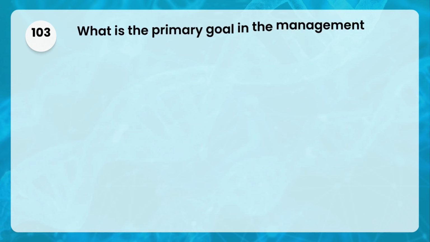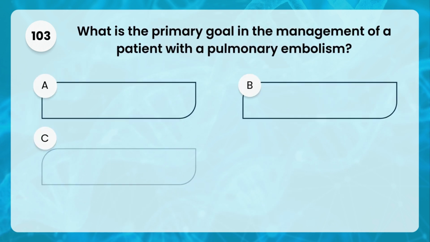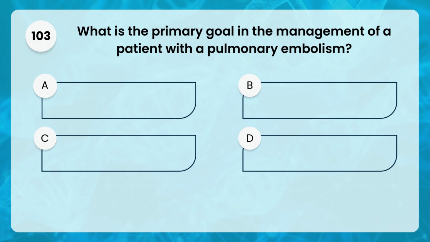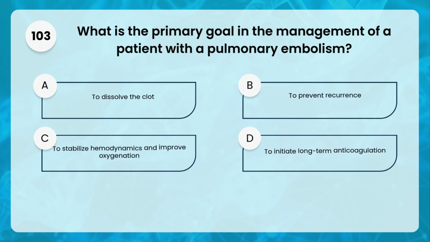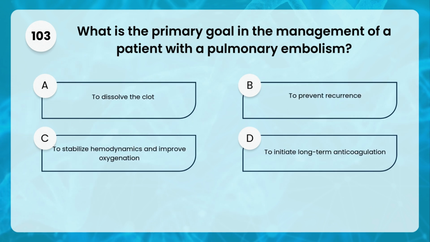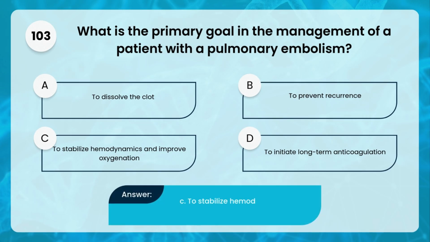Number 103. What is the primary goal in the management of a patient with a pulmonary embolism? A. To dissolve the clot. B. To prevent reoccurrence. C. To stabilize hemodynamics and improve oxygenation. D. To initiate long-term anticoagulation. The answer is C. To stabilize hemodynamics and improve oxygenation.